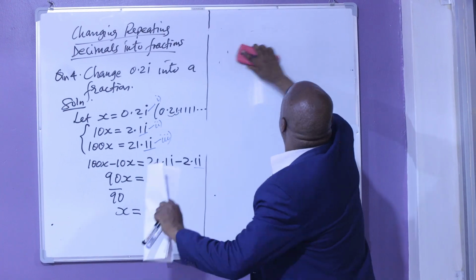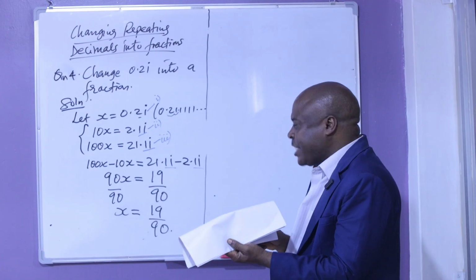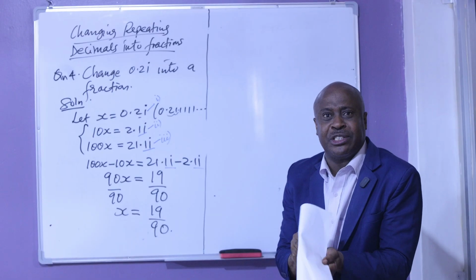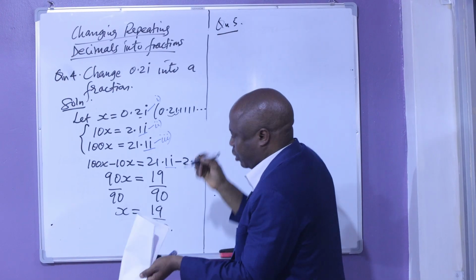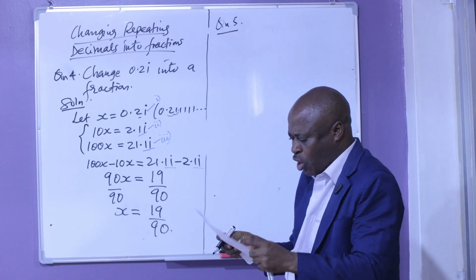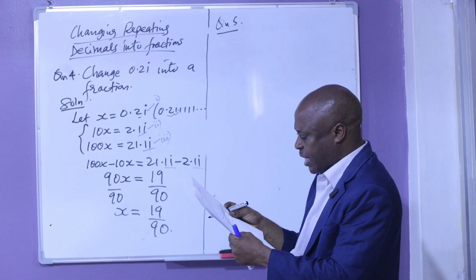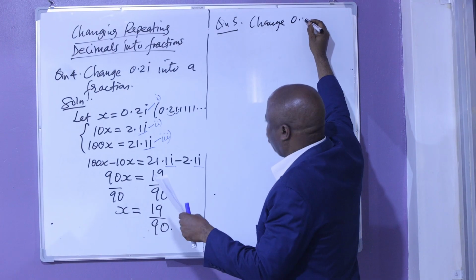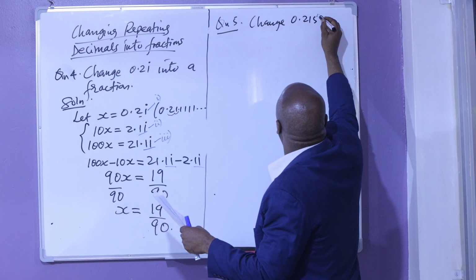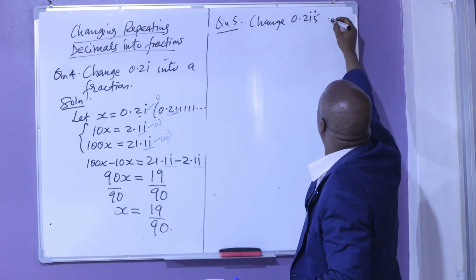So, this is what could happen. But let me move forward. Let's move forward and see example number 5, question 5. Let's look at question number 5. Look at this value. For example, you are given a question like change or convert 0.215 dot. There are 2 dots into a fraction.